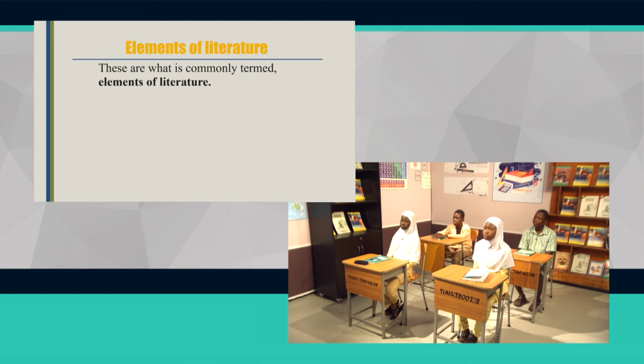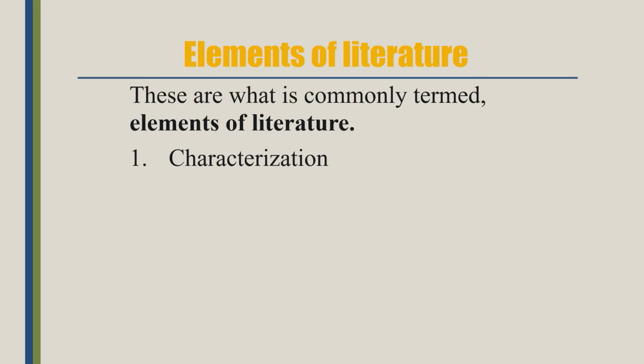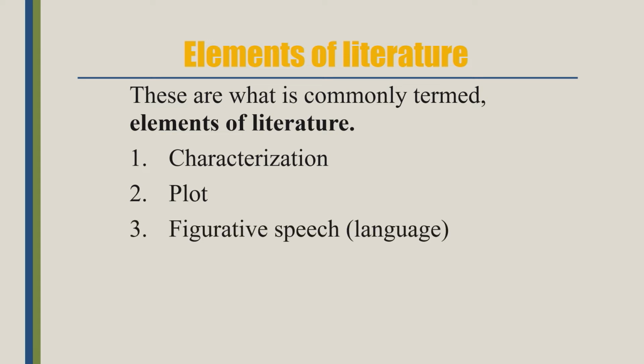We say that these are what is commonly termed what? Elements of literature. So when we talk of elements of literature, we are referring to the unique things that are reserved for literature. And what are they? They are the things we have mentioned: characterization, someone will say characters, plot, figurative speech or figures of speech, setting, and what? Theme. So these unique things just reserved for literature, we call them what? Elements of literature. Good. Any question?